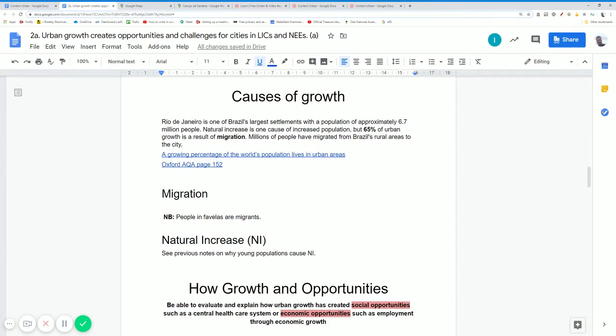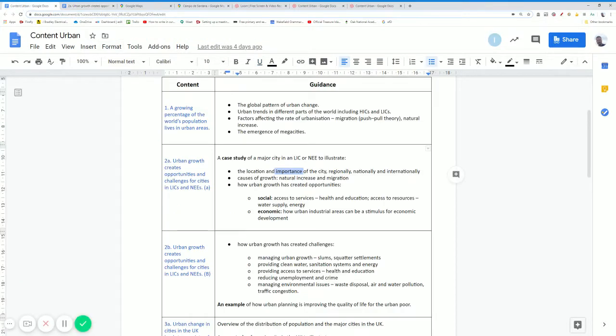The next little bit is why it's growing. So the causes of growth, you've got 2 ideas there, but we've got to be specific again. In the previous doc, we looked at urban change and the urban patterns around these low-income countries and high-income countries, and we looked at factors affecting the rate of urbanization. It's exactly the same thing, this, to explain what's going on in Rio.